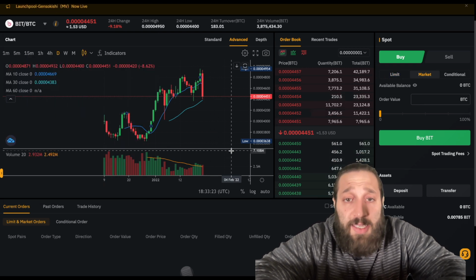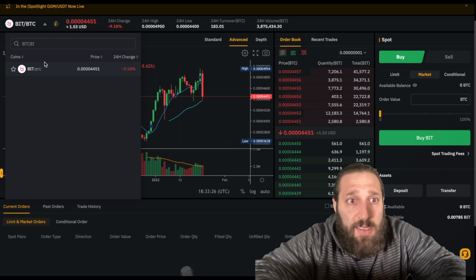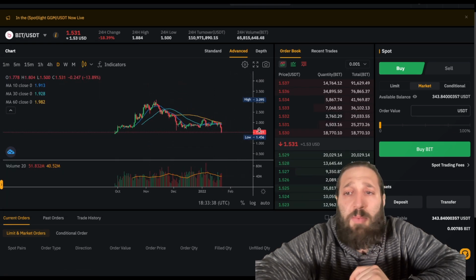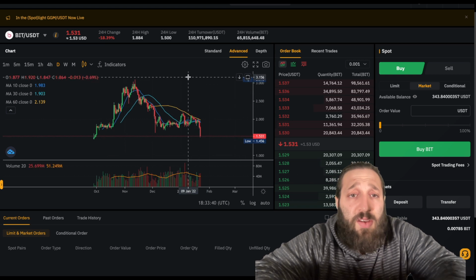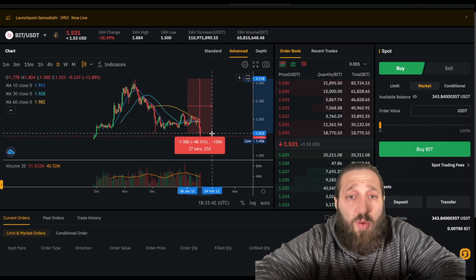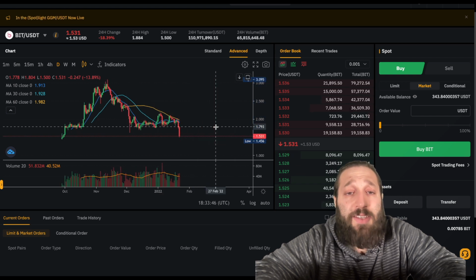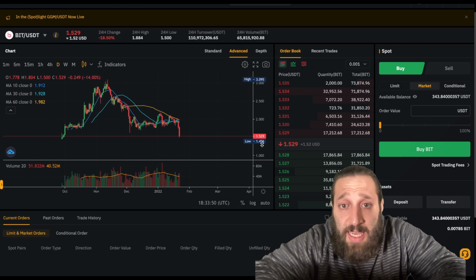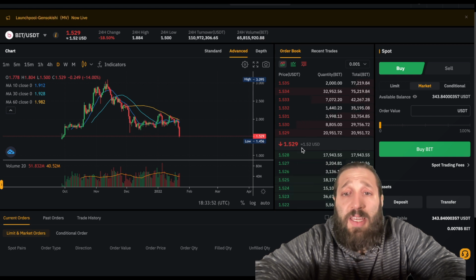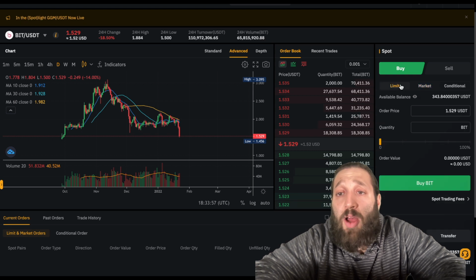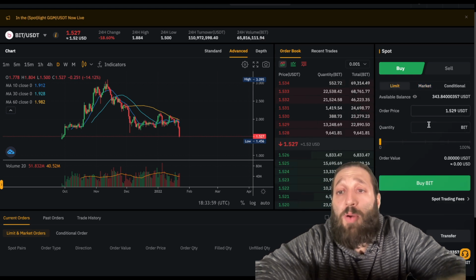So you can see here, this is BIT against BTC. We want to buy BIT against USDT because we have some USDT. So actually from the top, the drop, wow, is 50%. So a lot more severe than 11%. And now we're going to buy this. The price is at $1.529, and we don't need to market buy. I like to put in orders so the price comes to me.